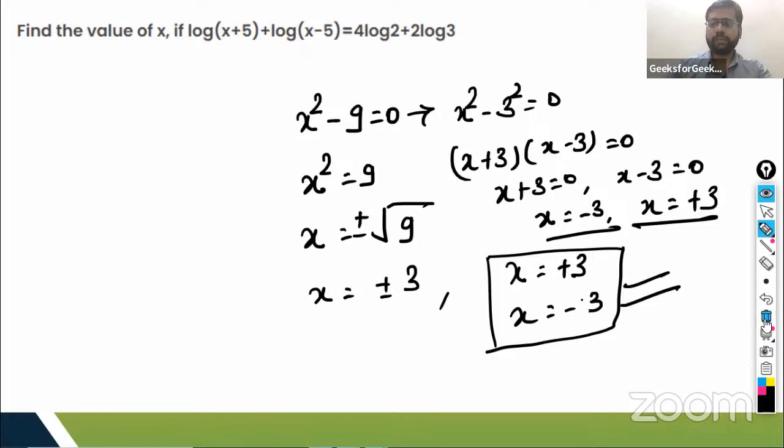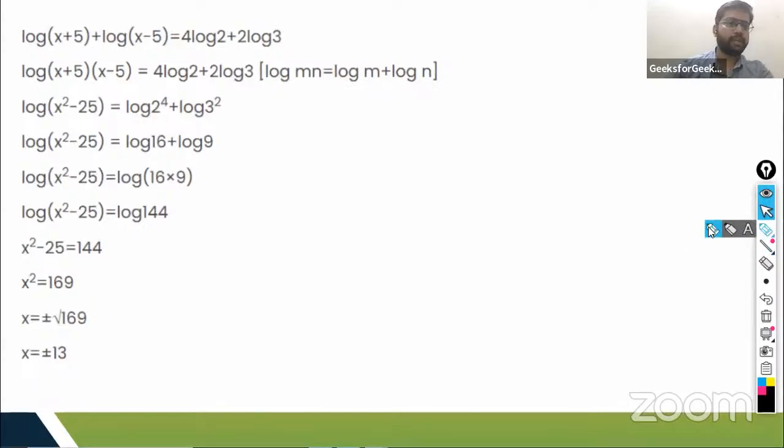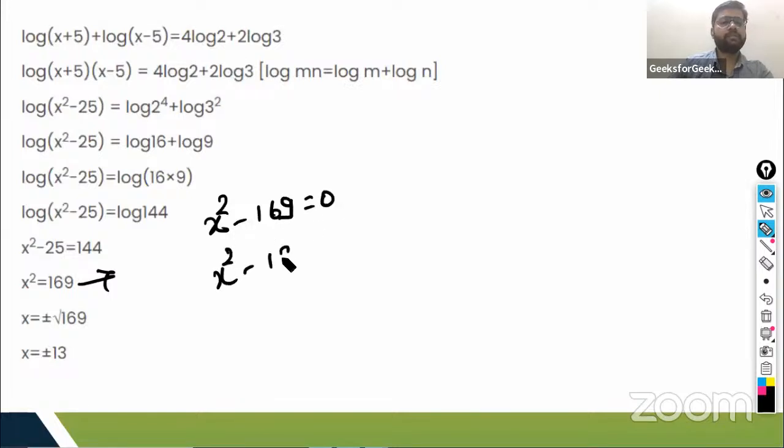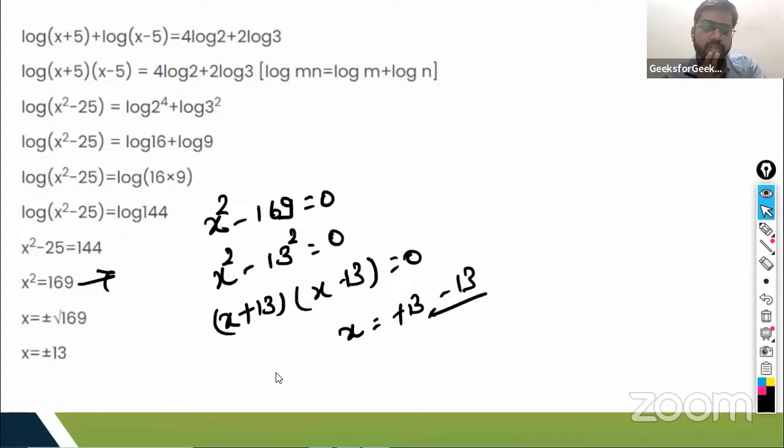Now, coming back to this question, what was our question? x square minus 169 is equal to 0. x square minus 13 square is equal to 0. So can we write this one like this? So from here, x is equal to plus 13 and minus 13. You got the two roots. So how will you get the imaginary roots over here? Maybe log will be undefined for the negative number.